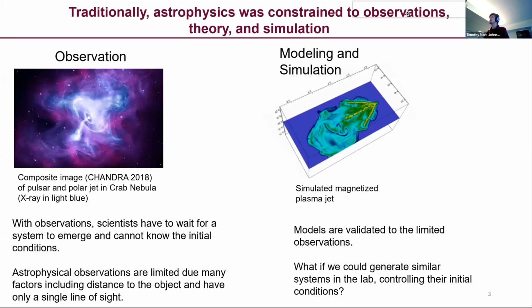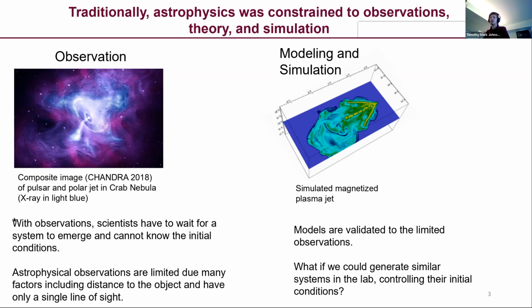So traditionally, astrophysics has been constrained to only observations, theory, and simulations. And there are a couple of drawbacks to being stuck with observations, for example. We can see an example observation on the left-hand side of the screen here of the Crab Nebula. With observations, you're constrained to waiting for some interesting object to emerge in the sky. For example, supernova remnants only come out every 100 years or so, and you just happen to get lucky if you see one.